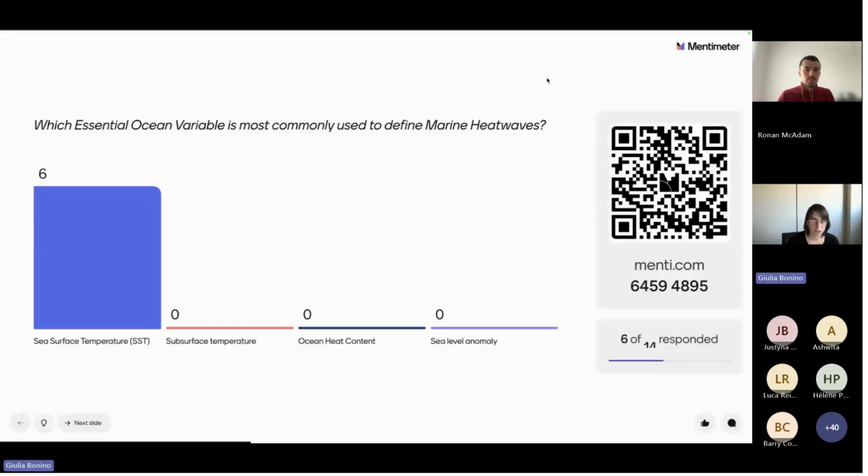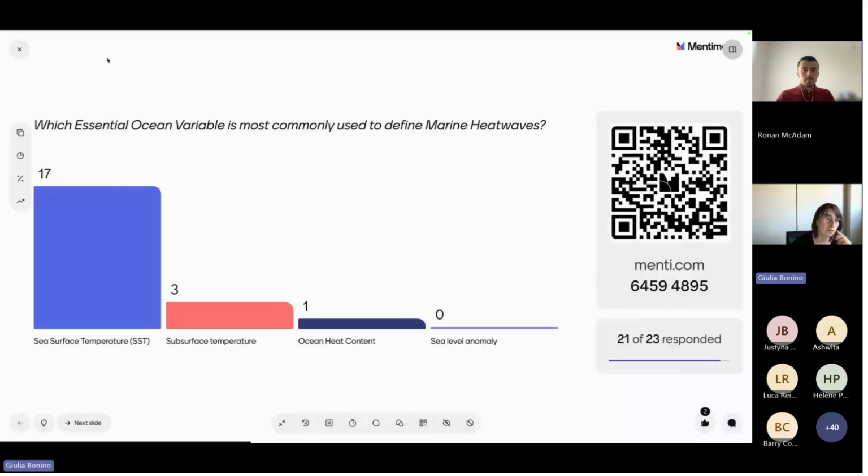It's quite easy, I think, this one. Yeah, everybody is saying sea surface temperature. Of course, because in this question I put the most commonly used. So sea surface temperature is the one that we commonly use. Someone is saying subsurface temperature, and sometimes, for example, Ronan in one of his papers also used ocean heat content. But first of all, we use sea surface temperature because we have data.